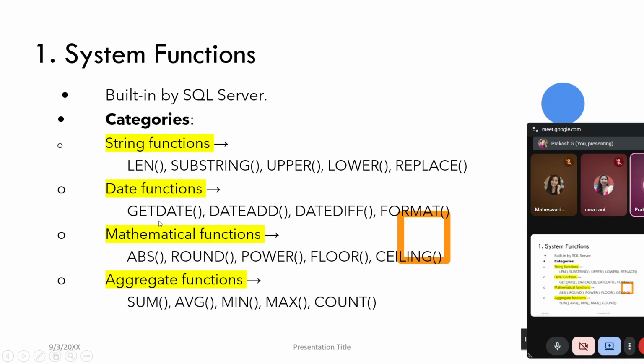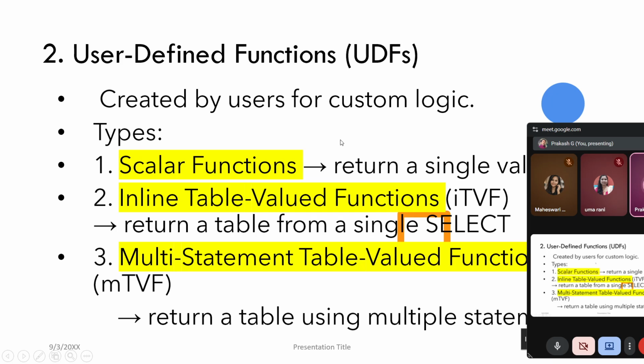So we'll go to the next now. These are the predefined functions that we know already. String functions like len, substring, upper, lower, replace. Date functions: getdate, dateadd, datediff, format. I think we have seen all of them. Aggregate functions: sum, average, min, max, count, right? They are also system functions.